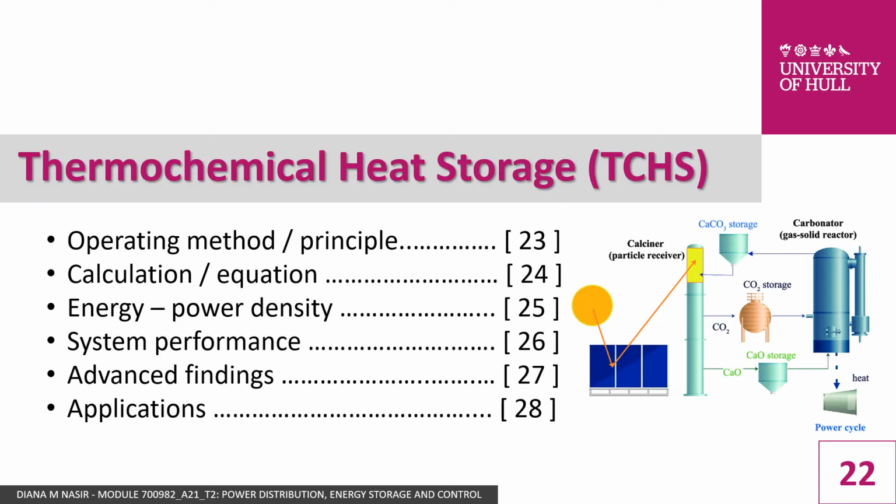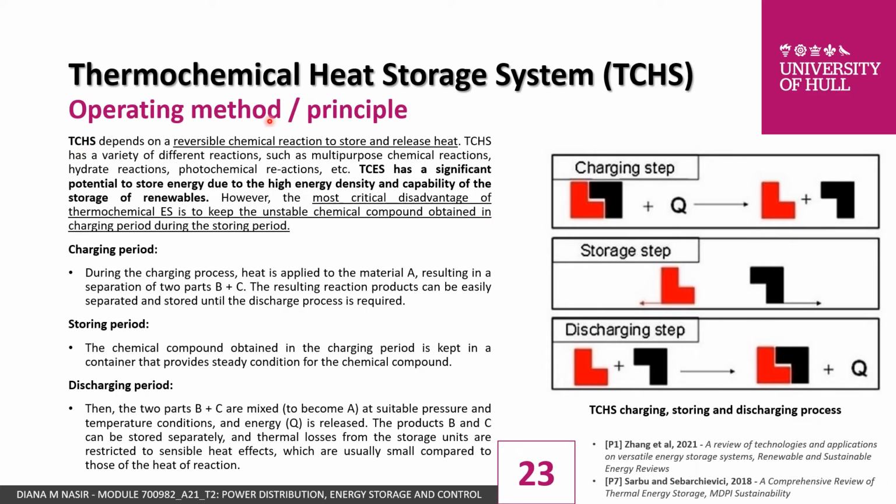Now let's continue with the thermochemical heat storage system. So now we will start with the operating principle of the thermochemical heat storage system. This system is easily understood as storing and releasing thermal energy in the form of a reversible chemical reaction. The reaction can be a normal chemical reaction, a photochemical reaction, or a hydrate reaction. This system has high potential as it can store and produce very high energy density, and it is feasible to be integrated with renewable resources.